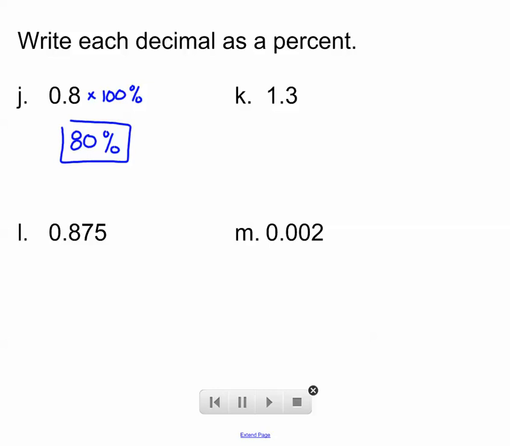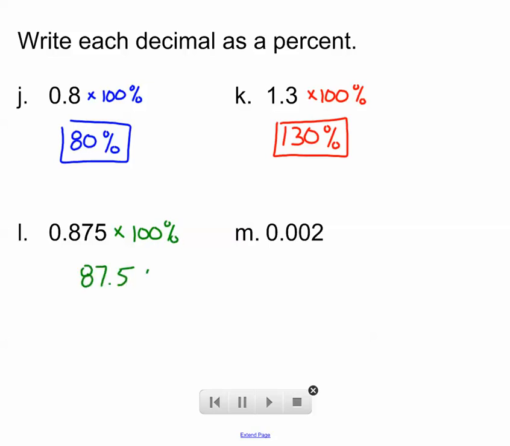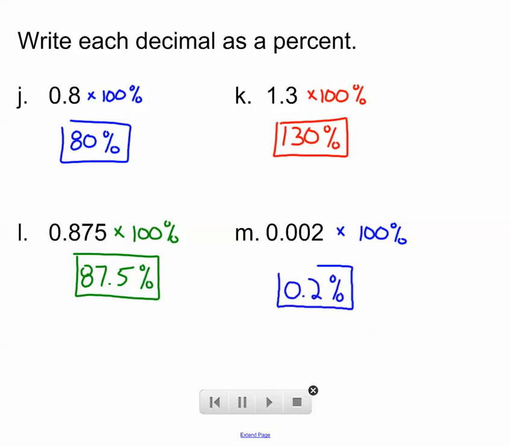With the 1.3, multiply that by 100%, we'll get 130%. Now 1.3 is greater than 1, so written as a percent, it should be greater than 100%. 0.875 times 100%. Move that decimal place 2 spots to the right, because that's what you do when you multiply by 100. We get 87.5%. And 0.002 times 100%. Don't move that decimal too far to the right. Only move it 2 spots. It's 0.2%.